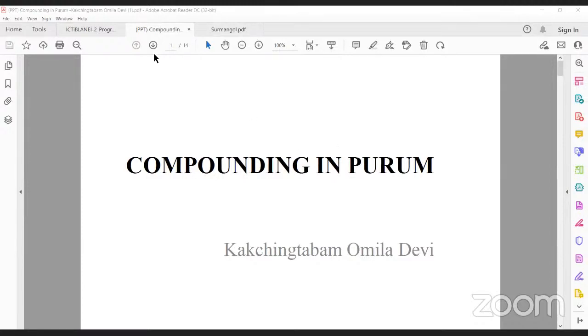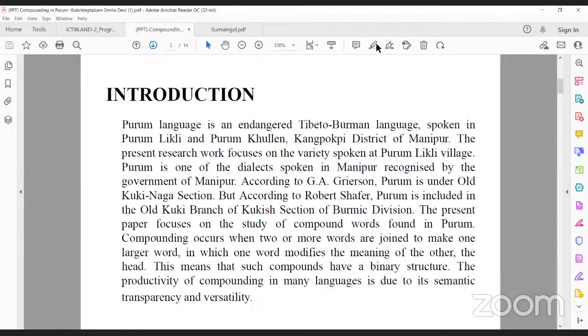Yes, please go ahead. My topic is compounding in Purum. Next slide, please. Introduction. Purum language is an endangered Tibeto-Burman language spoken in Purum Nugli and Purum Kulen Kampi district of Manipur. The present research work focuses on the varieties spoken at Purum Nugli village. Purum is one of the dialects spoken in Manipur, recognized by the government of Manipur.